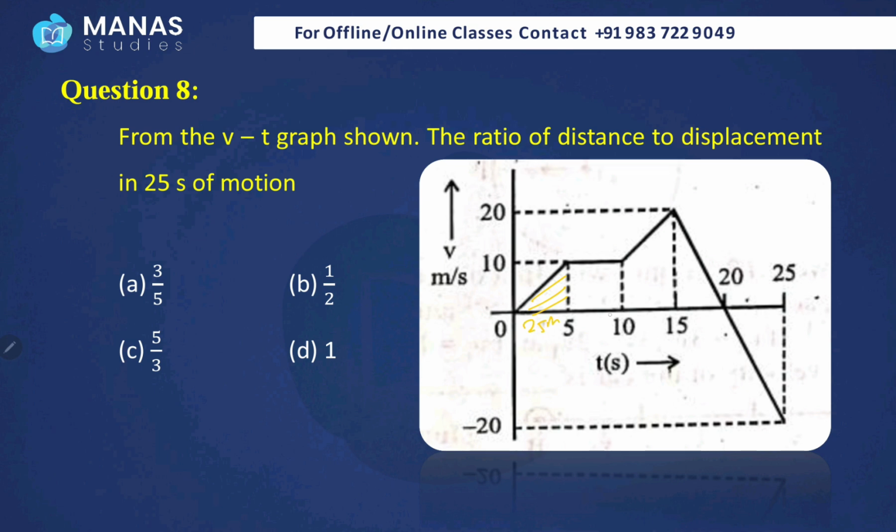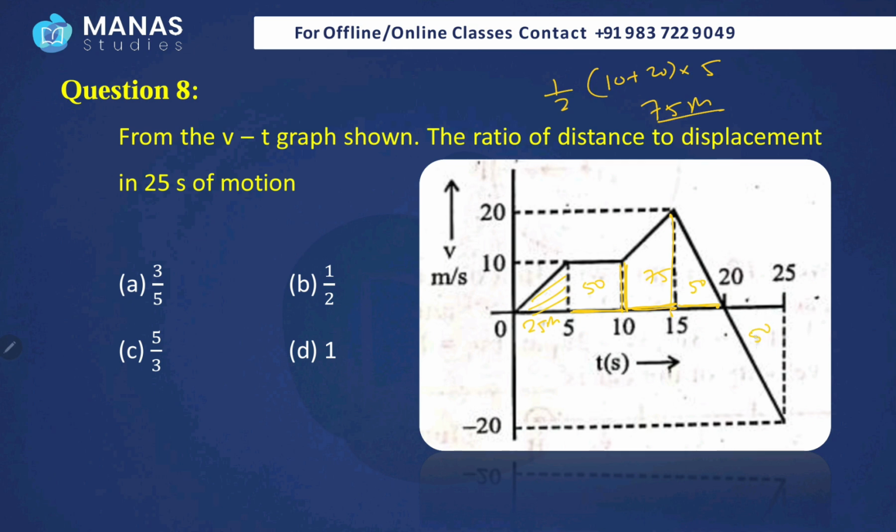And the second part, this is 5, this is 10, 5 into 10 is 50. And the next part, this is 5, this is 10 and this is 20. So we'll calculate half into the sum of parallel sides, 10 plus 20, into the distance between them, which is 5. 30 by 2 is 15 into 5, 75 meters. Now here 20 into 5 is 100 upon 2, that is 50. And the last part, half into base into height, 20 into 5, 100 upon 2 is 50.